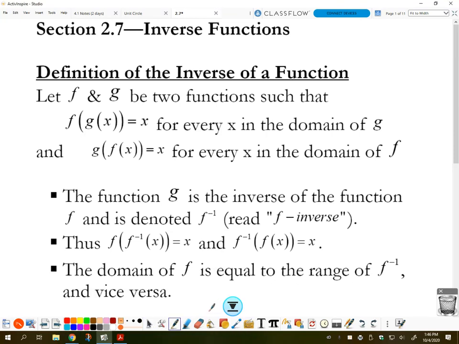Okay, so today we are going to do section 2.7.